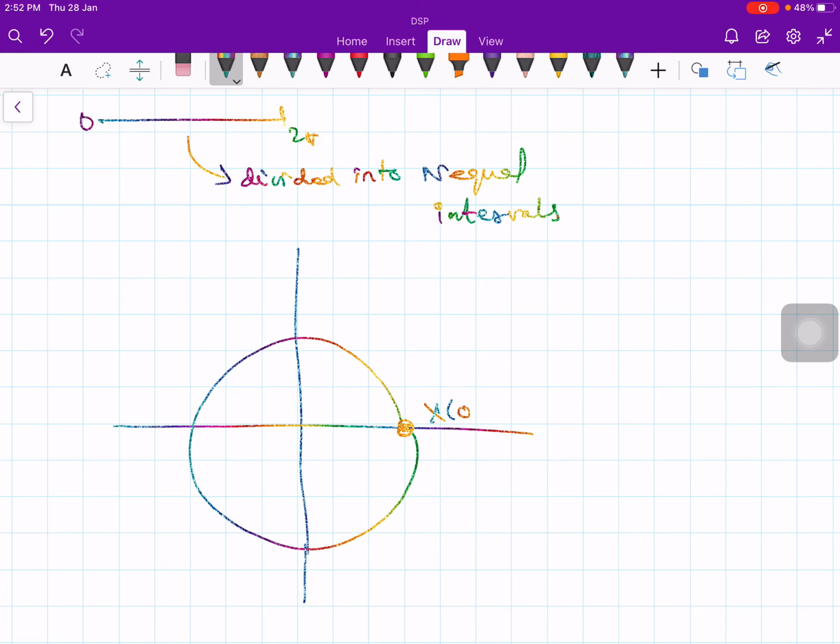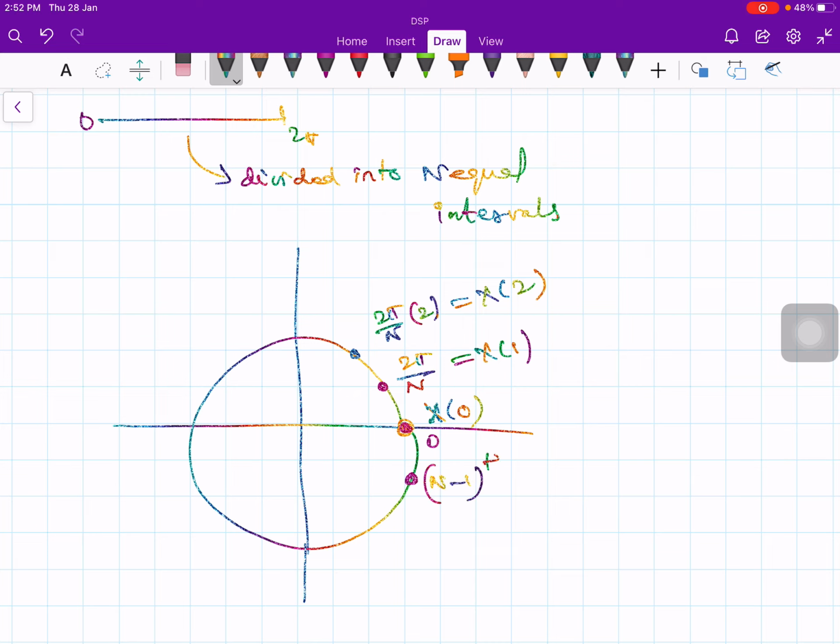This is capital X of 0, and this line is 0 degree or 2 pi degree, and the second point is 2 pi by capital N, and this we call X of 1, and the third sample is 2 pi by capital N times 2. So this is X of 2. Like that you keep on doing it. And the last sample is the N minus 1th sample. So this sampling point is 2 pi by capital N times N minus 1.